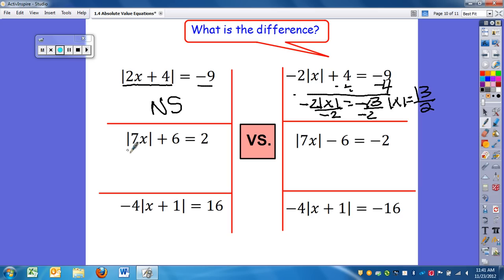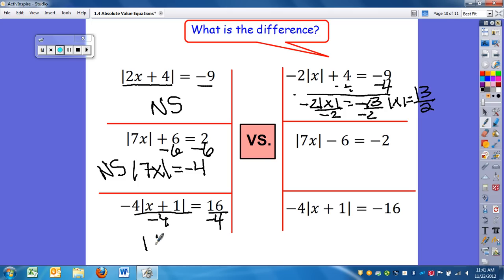Now on the next row, originally it looks like it's going to have a solution, since it equals a positive. But when I minus 6 over, the absolute value equals negative 4. Absolute value cannot equal a negative, so I write no solution. Similarly, on the bottom, it looks like it's equaling a positive, but I have to divide by a negative 4, and then I get x plus 1 equals negative 4. Therefore, this one also has no solution.